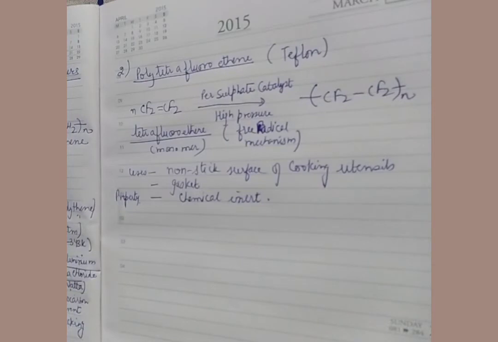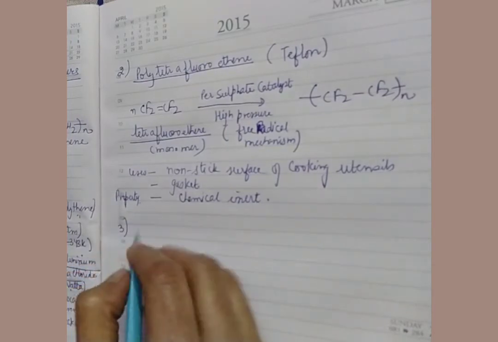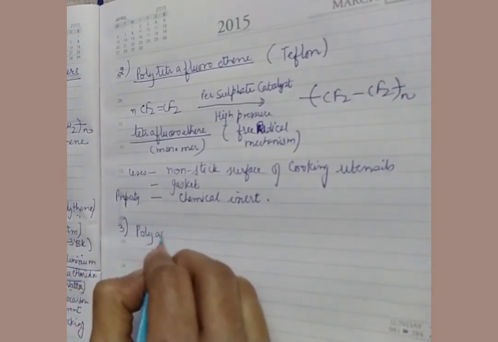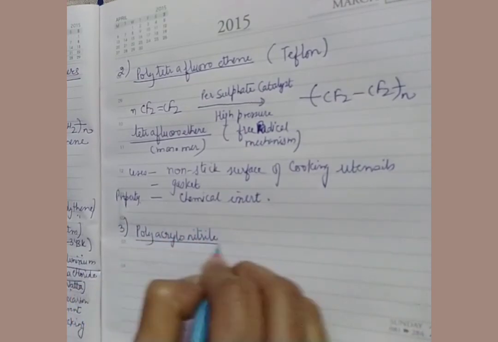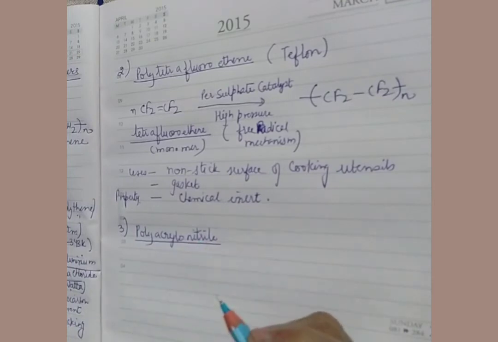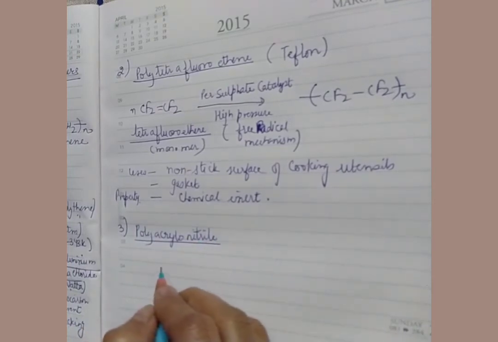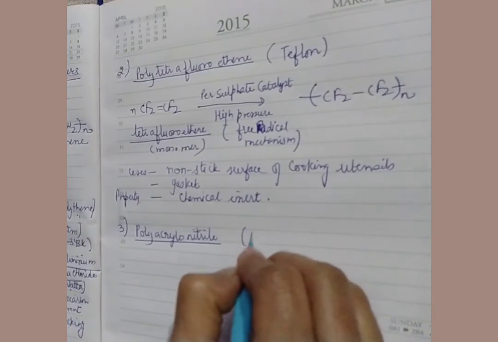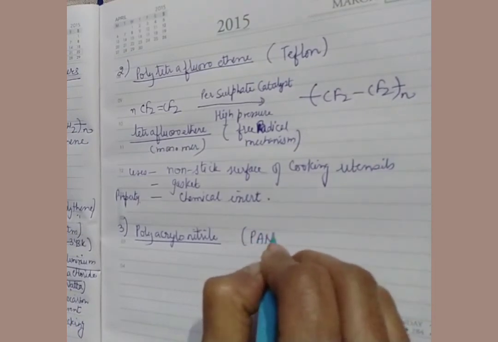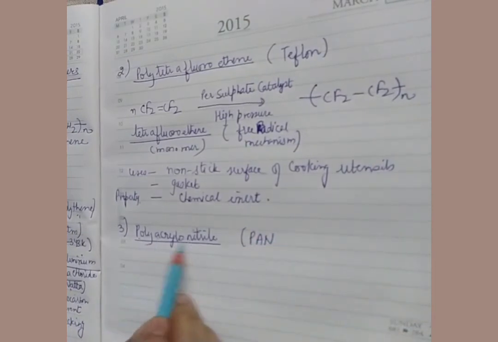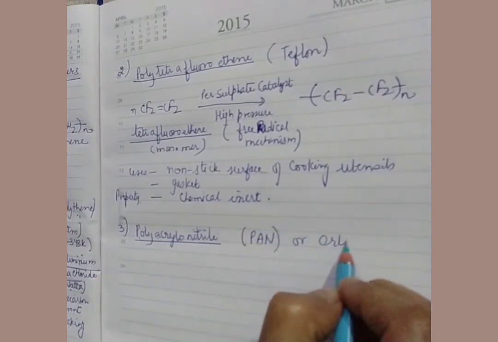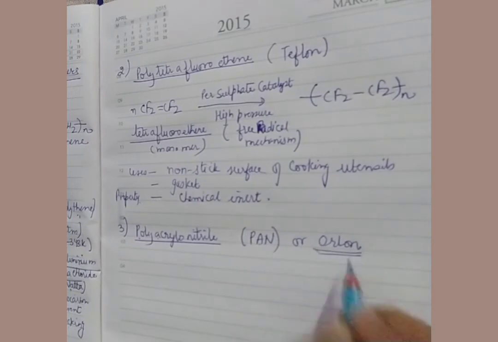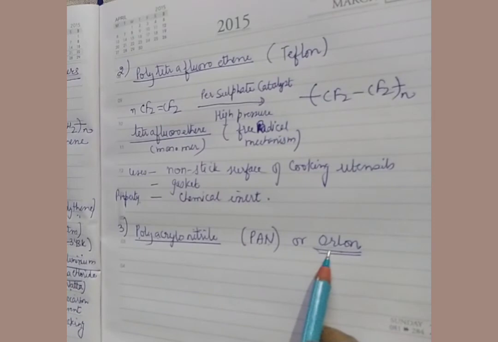So we proceed with the third one now, which is polyacrylonitrile. For this, the name is PAN also, polyacrylonitrile, PAN, also being called as Orlon. It can be named in any way. In papers it can come in any way.